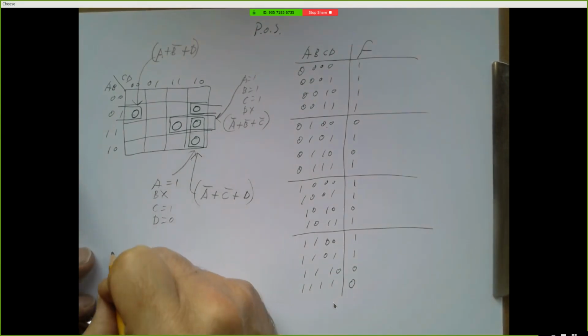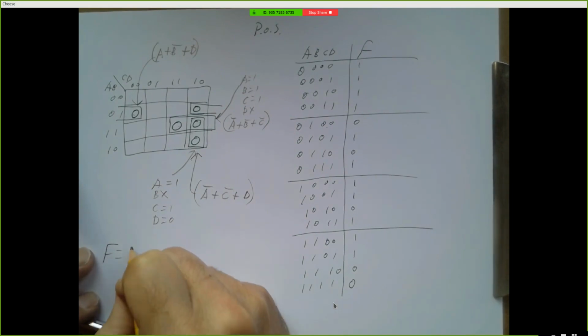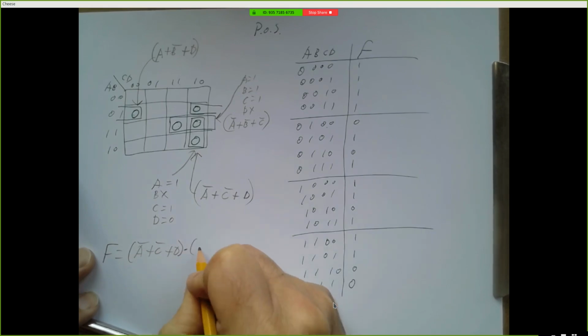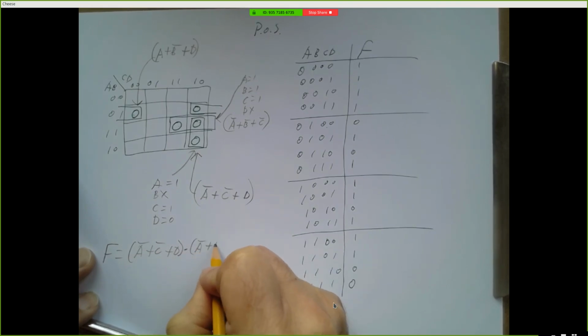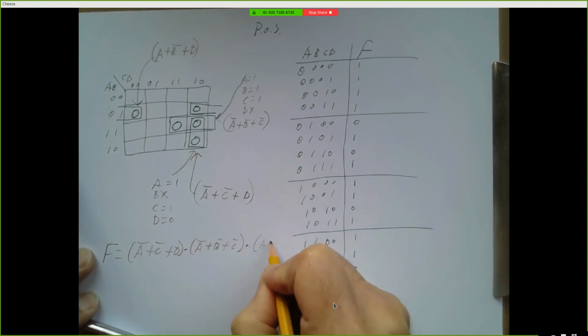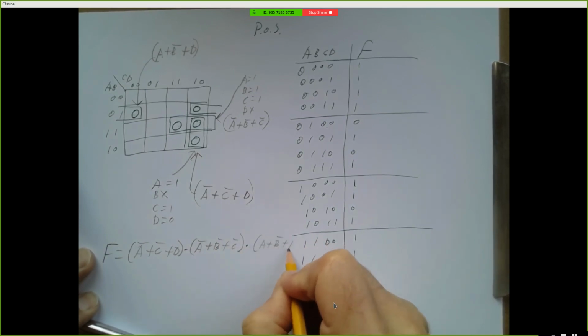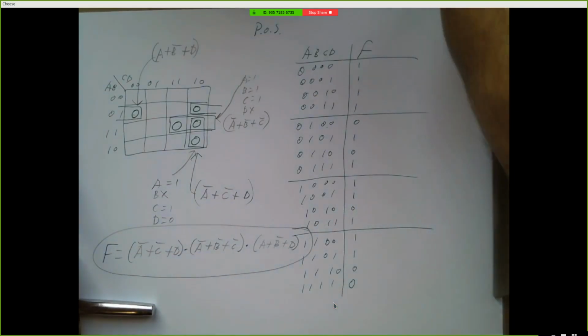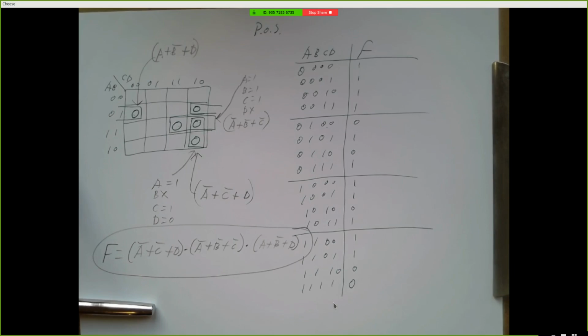So our expression for F is now (A bar or C bar or D) ANDed with (A bar or B bar or C bar) ANDed with (A or B bar or D). And that's your simplified expression. And it's a product of sums, right? These are sums and we take the product of them.